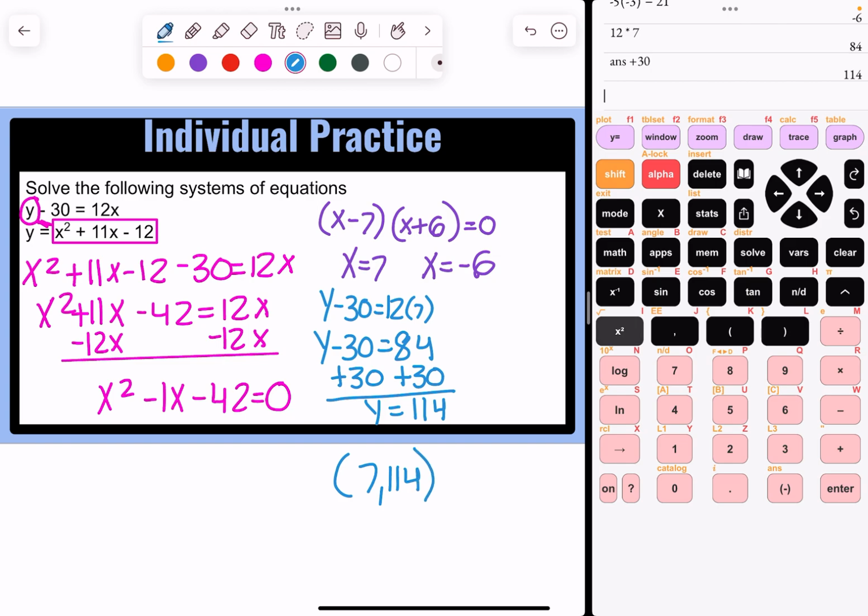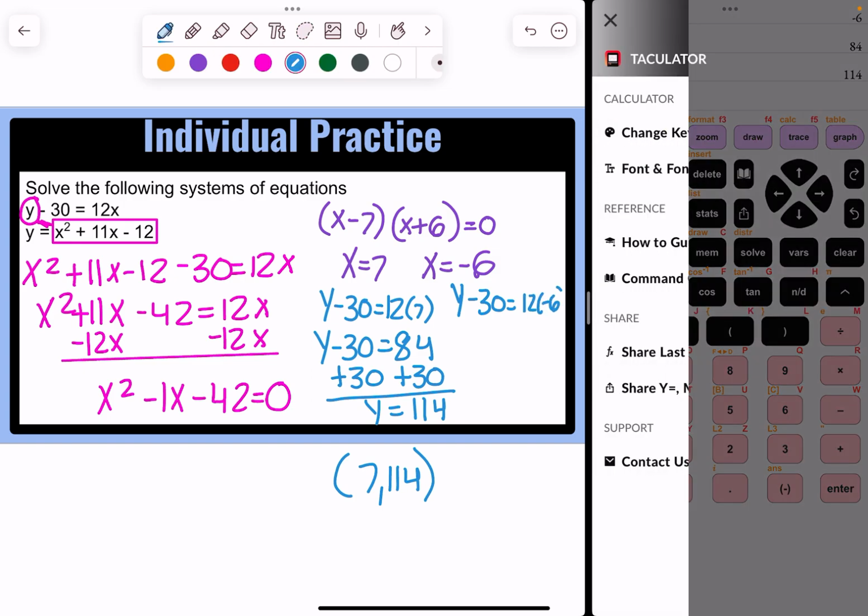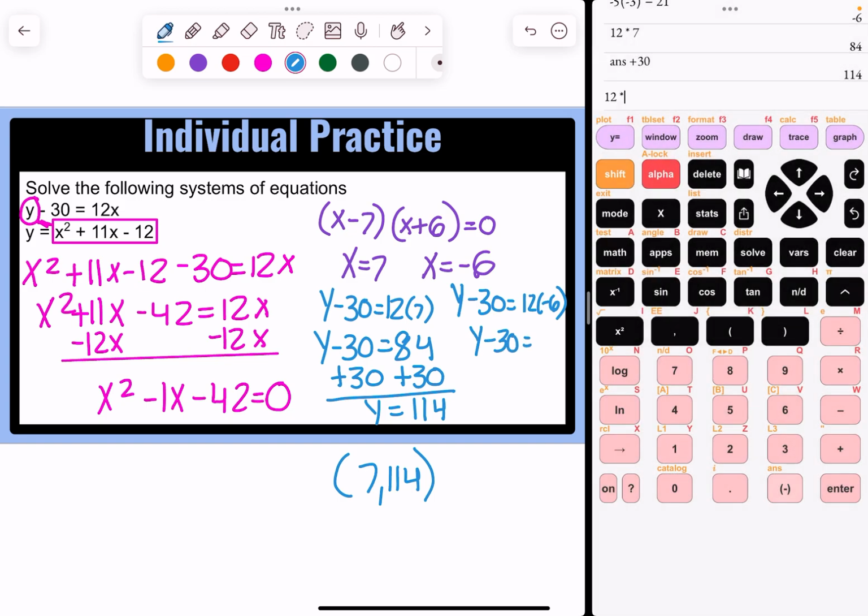And the next one, y minus 30 equals 12 times negative 6. So y minus 30 equals 12 times negative 6, which is negative 72. Add 30 to both sides, and we get y equals negative 42. So our point would be negative 6 comma negative 42.